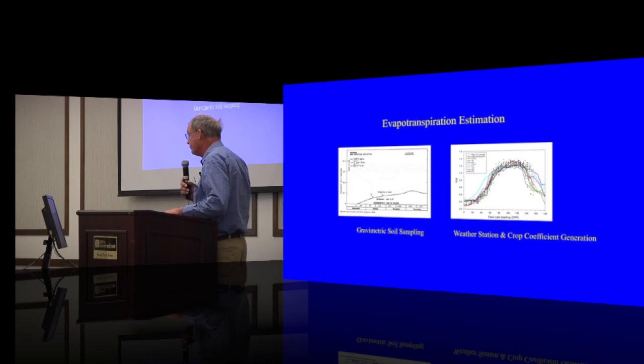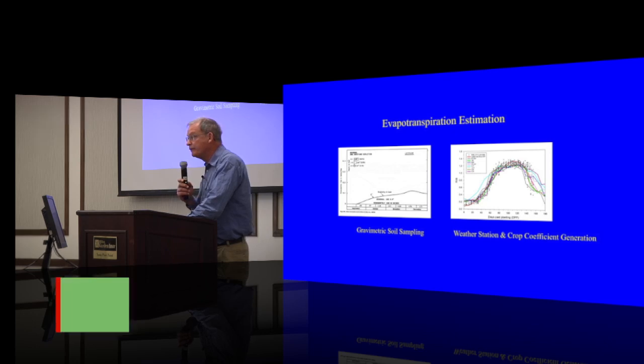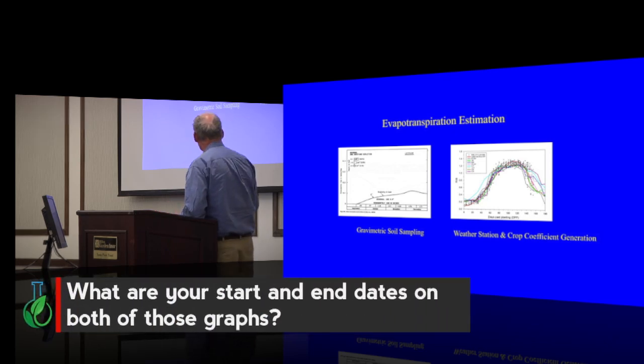The other way to do it has been supported by the Arizona Weather Network, AZMET. Yes? I just have a question on your timelines on both of these. It's kind of hard to see back here, but I'm wondering what your start and end date is on both of those graphs, what your bottom grid is.